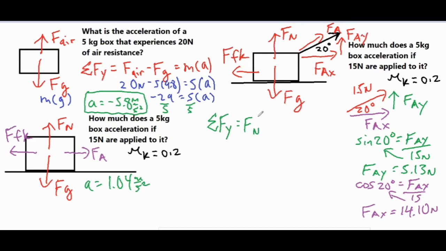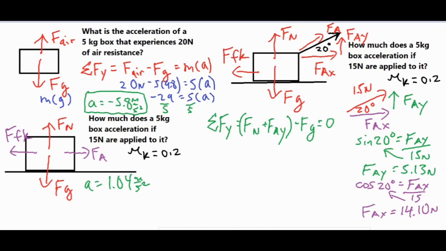So we have the FN going up, we have the FAY going up also, and then we have just the FG going down. So these are two positive ones, and then we have an FG going down, and that equals 0 because the thing isn't rising off the ground, so there is no velocity or acceleration in the vertical direction.